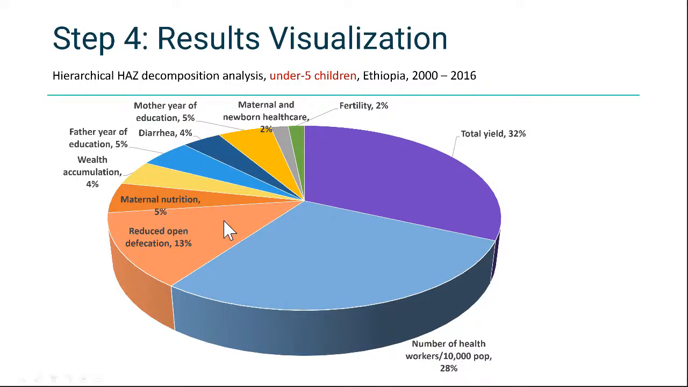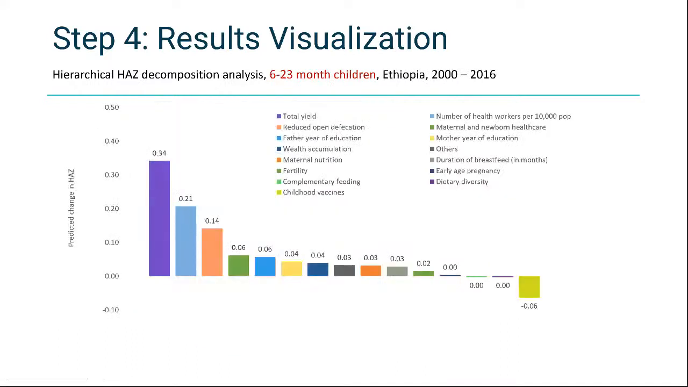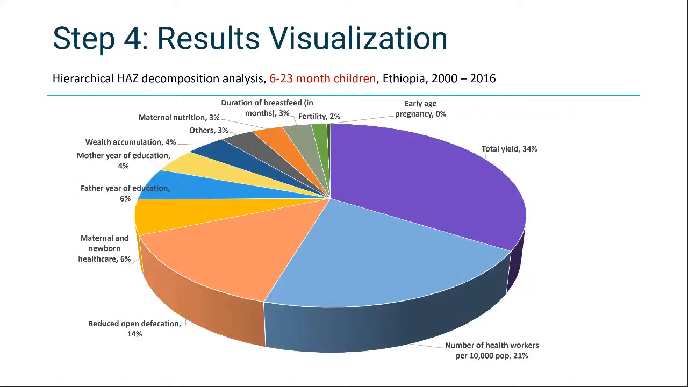So for instance, for the under 5 population, total consumable crop yield explained about a third of the reduction in stunting or improvement in HAZ. The number of healthcare workers, another third, and so on, with contributions from various other factors. And then here is the illustration for the 6 to 23 month age group, again presented in the same way. And of course, there could be other ways of showing this data as well. This is very simple and easy to implement in Excel, and it's quite useful really to make inferences.